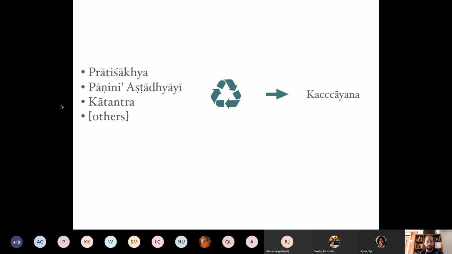The main point that I would like to convey from last week is that the Kaccāyana grammar that we are studying here uses materials from the Sanskrit tradition. So there is no prior Pali tradition before the Kaccāyana, or if there was any, it disappeared. We don't have any extant document. The Kaccāyana is the oldest Pali grammar that we have. And it takes materials from the Pratishakya treatises on Vedic phonetics. It takes materials from Panini's Ashtadhyayi, the famous classical Sanskrit grammar of Panini.